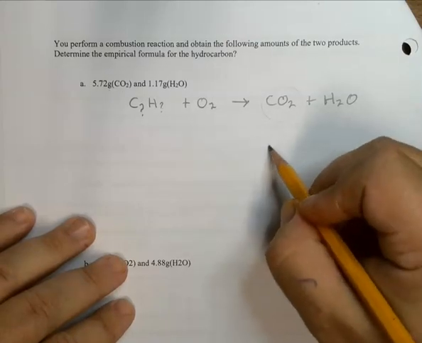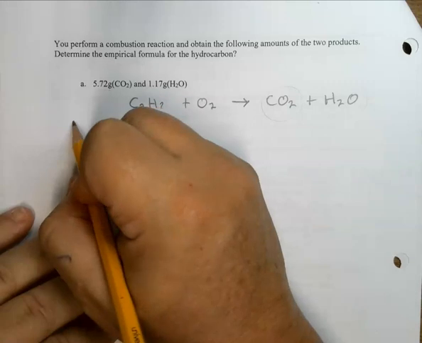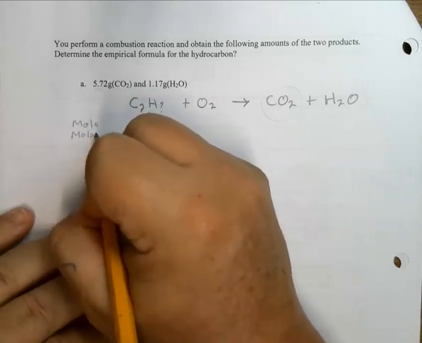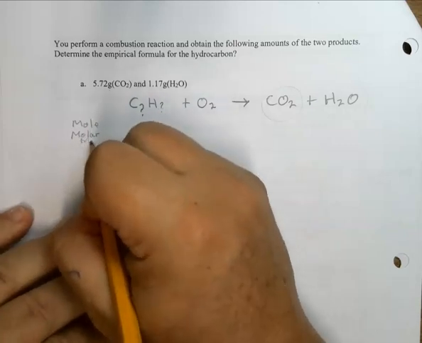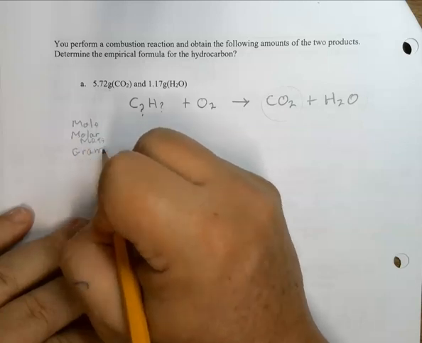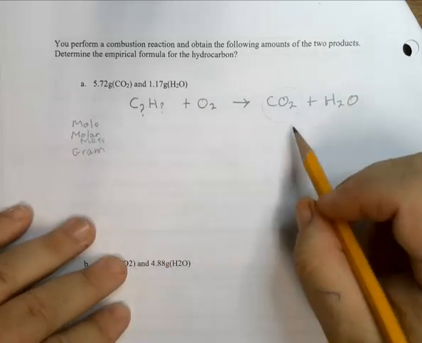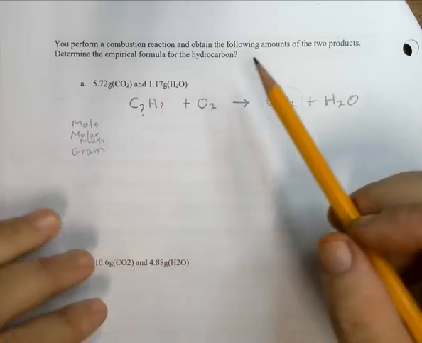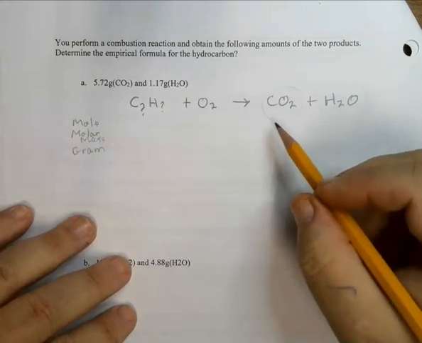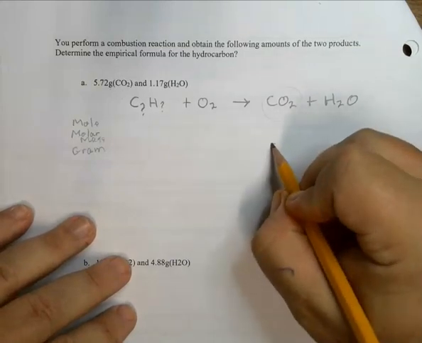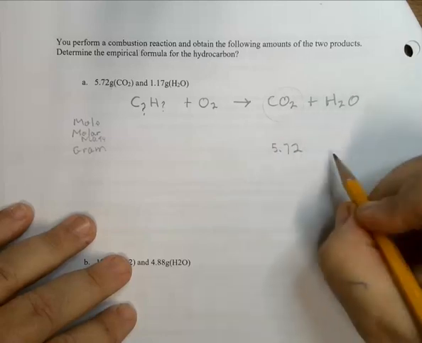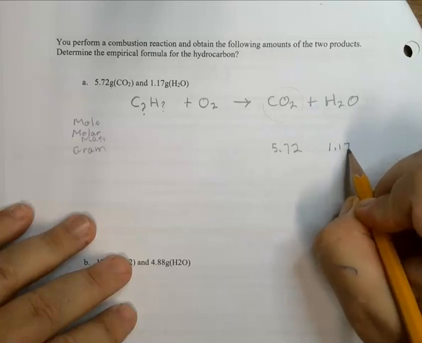Well, first of all, if you want to still use your box, remember you have moles up here, molar mass in the middle, no gases involved here, and grams on the bottom. That's our world. We've got to translate grams into moles. So grams of CO2: we have 5.72 here, and for the H2O we have 1.17.